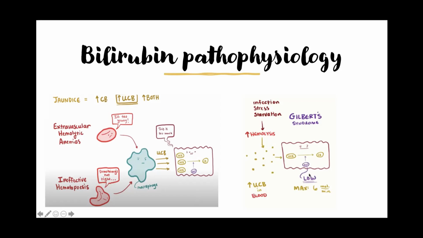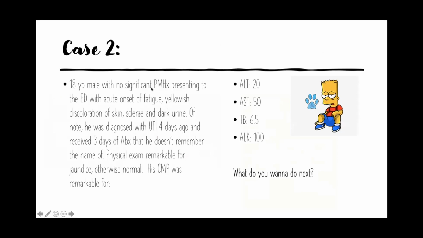It's usually a benign condition that doesn't need anything, just monitoring and prophylaxis by doing a little exercise or not fasting. So this guy has hyperbilirubinemia, but it's indirect. Okay. Second case, who wants to go for it?